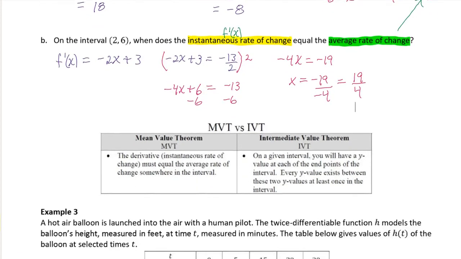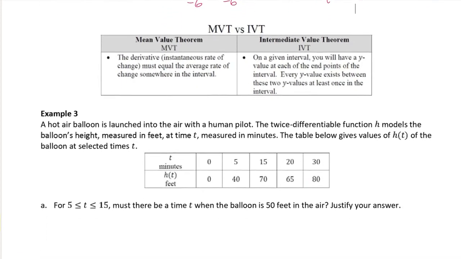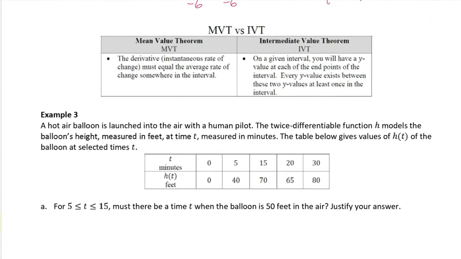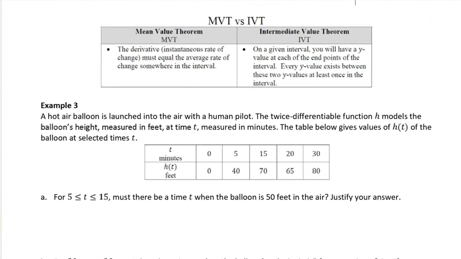All right. So earlier in the semester, we talked about the intermediate value theorem. So we're going to just look at the difference between the mean value theorem and the intermediate value theorem. The mean value theorem, which is what we just did, says that the derivative, the instantaneous rate of change, must equal the average rate of change somewhere inside of that interval. And that's the example that we just did, and the same on the front.